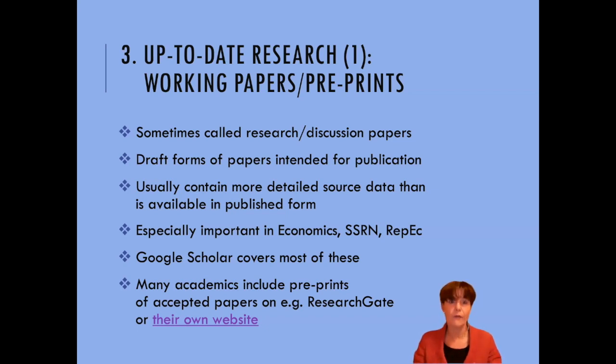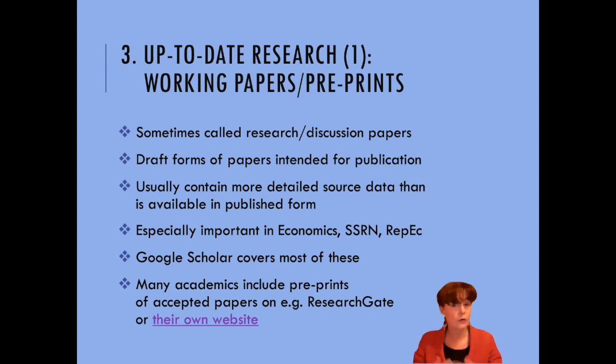These are in fact draft forms of papers that are intended for ultimate publication in journal articles, but they usually contain more detailed source data than is available in published form, so they are especially useful for PhD students. They are really important in economics, and many economists will publish working papers on sources such as SSRN or RePEc. Google Scholar is a data source that actually covers working papers as well. So if you search in Google Scholar, you will also find working papers and thus find the most up-to-date research.